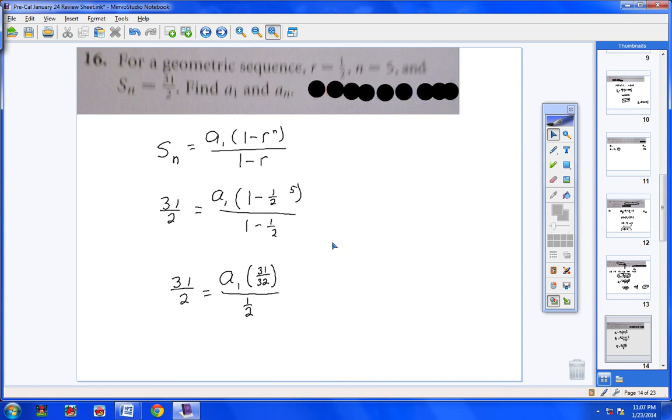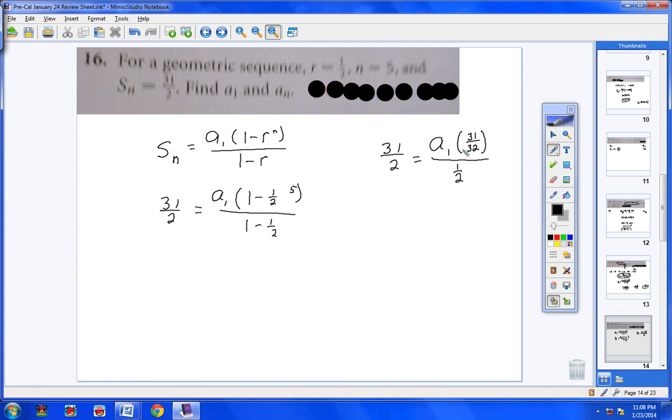Now I've still got to simplify this right side a little more, so we're going to continue that over here. Now if you'll watch, I think this will make sense. a subscript 1 times this is really just the same thing as that. I'm going to get rid of these parentheses. So you really just have 31 over 32 a subscript 1.